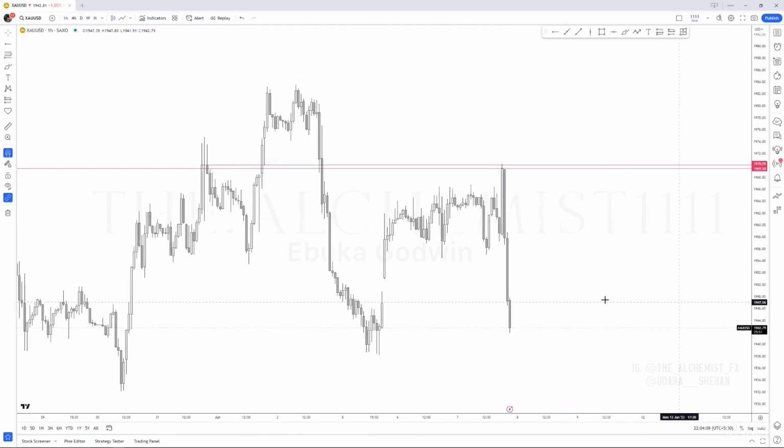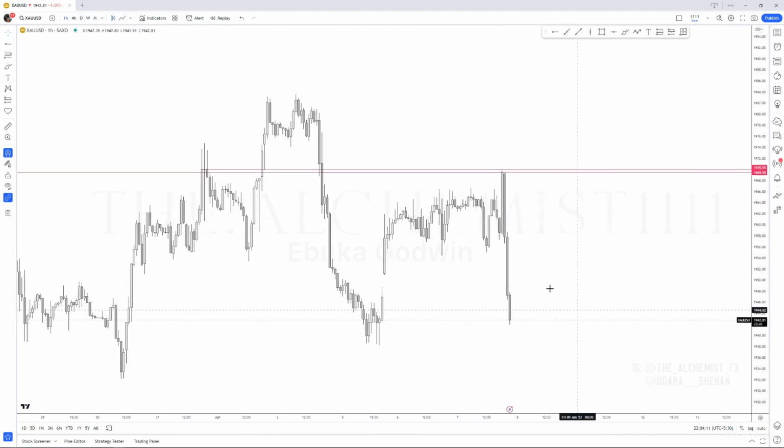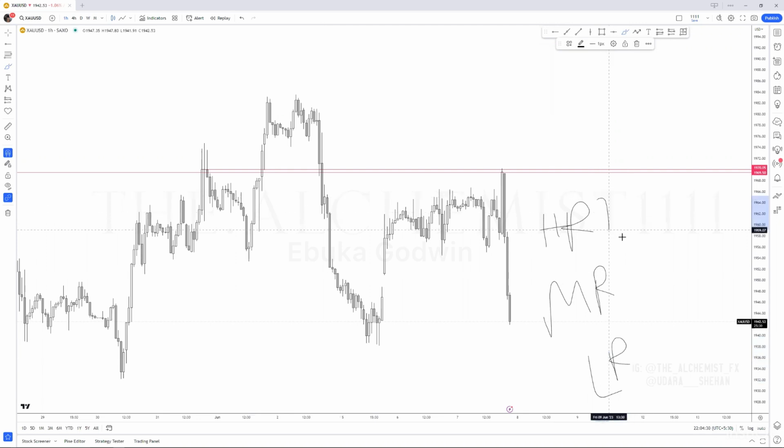Now what I do with these types of entries is, I do not know how much my drawdown is going to be, right? Because it could move here, it could even move here. So these types of trades will be placed on my personal account. Because there are three types of setups: high risk setups, medium risk setups, and low risk setups. So high risk and medium risk will be placed on my personal account.